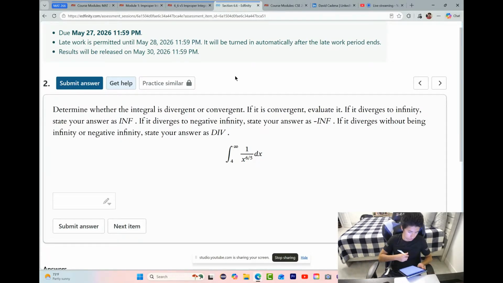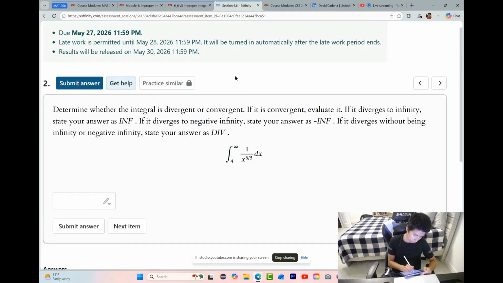So here's what we're going to do. We're going to write the integral from 4 all the way to infinity of 1 over x to the power of 6 over 5 dx. Okay, well, let's evaluate that. So this equals the limit as t tends to infinity of the integral from 4 to t of 1 over x to the power of 6 over 5.